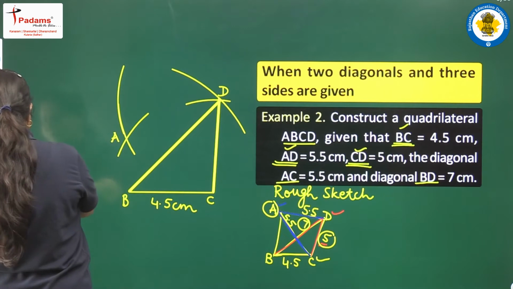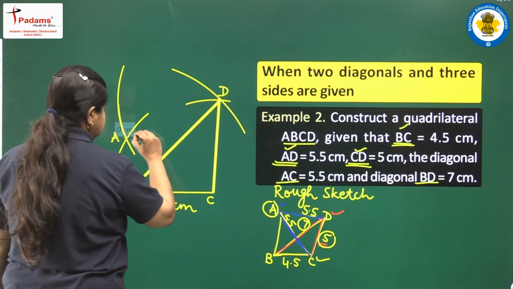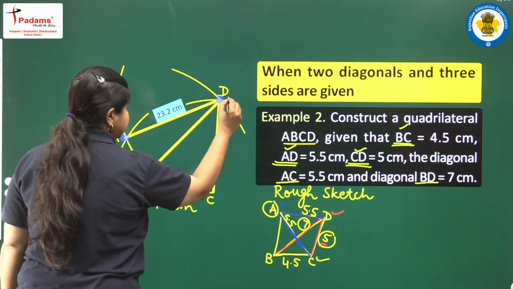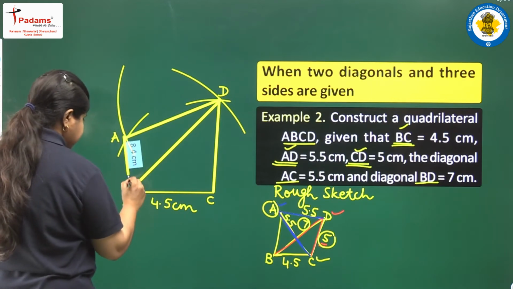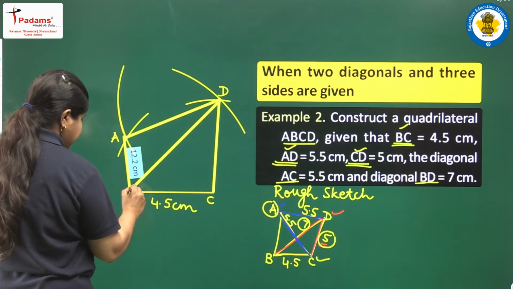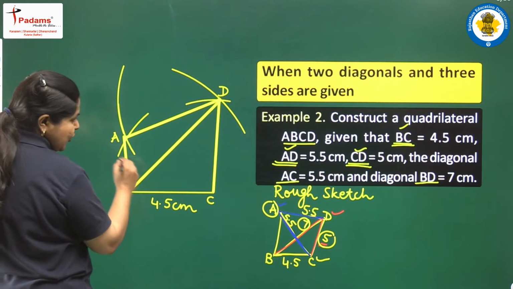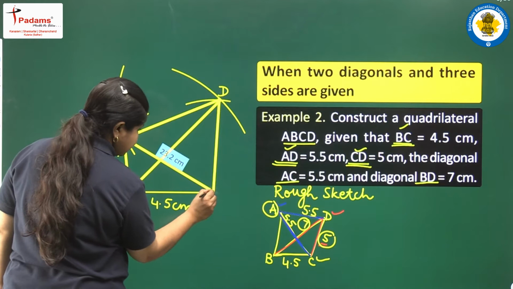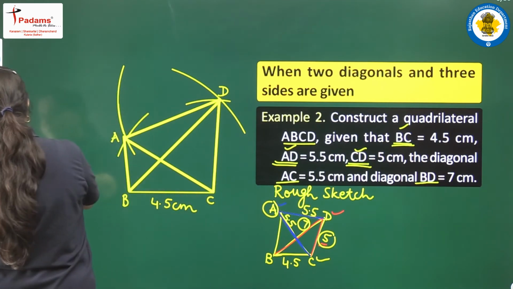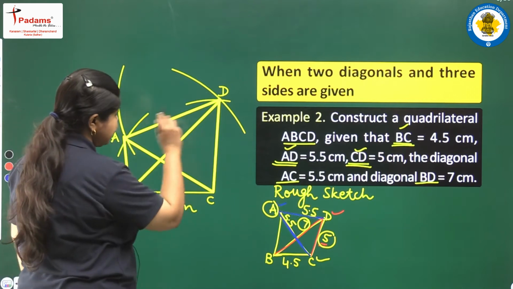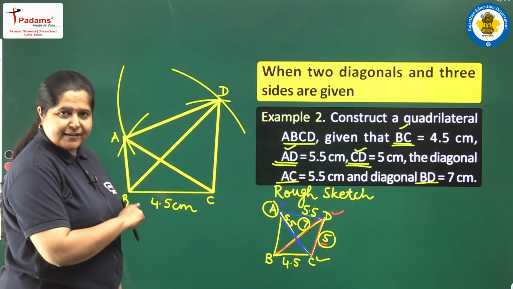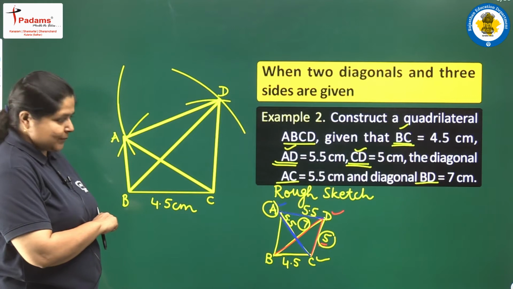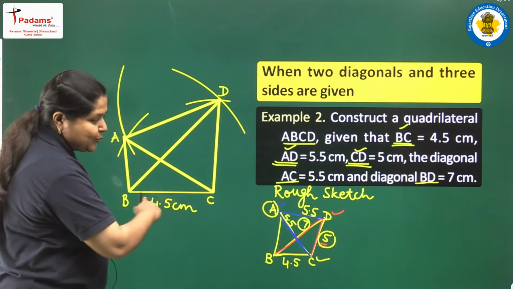Now simply need to join these two points AD, and then we will join this AB, and we can join this AC also, which is the diagonal given to us, in this way. And with this we get our quadrilateral ABCD as is here in front of you. You can easily relate the two figures.